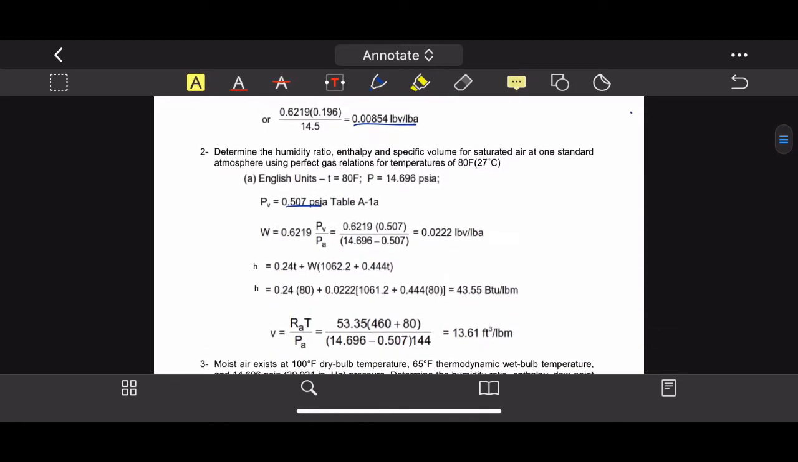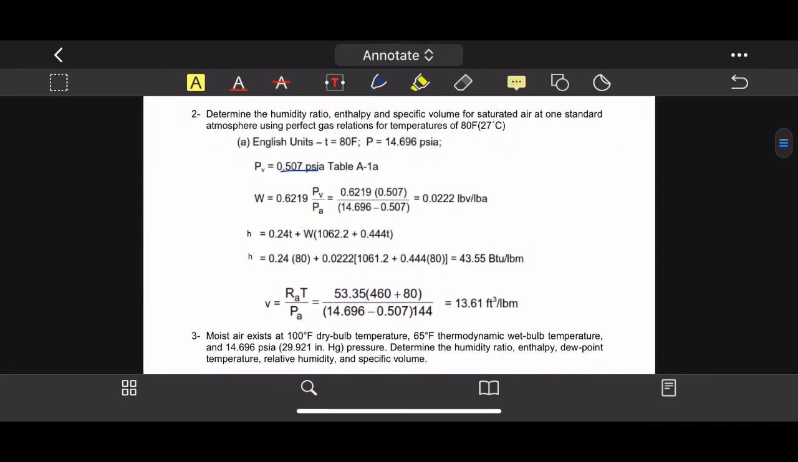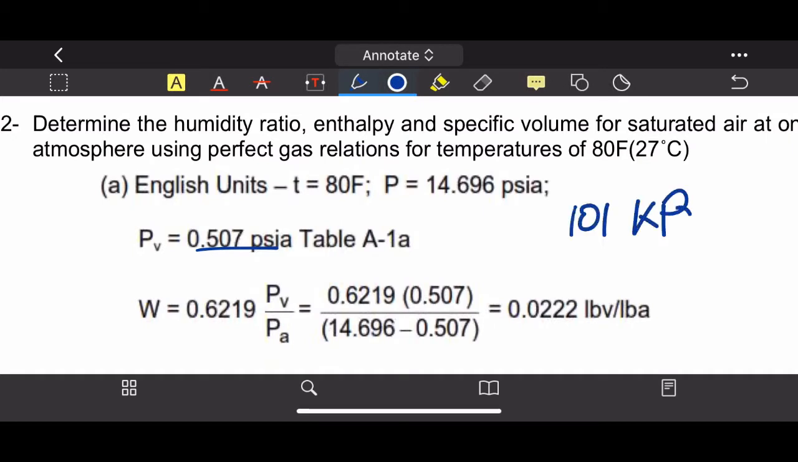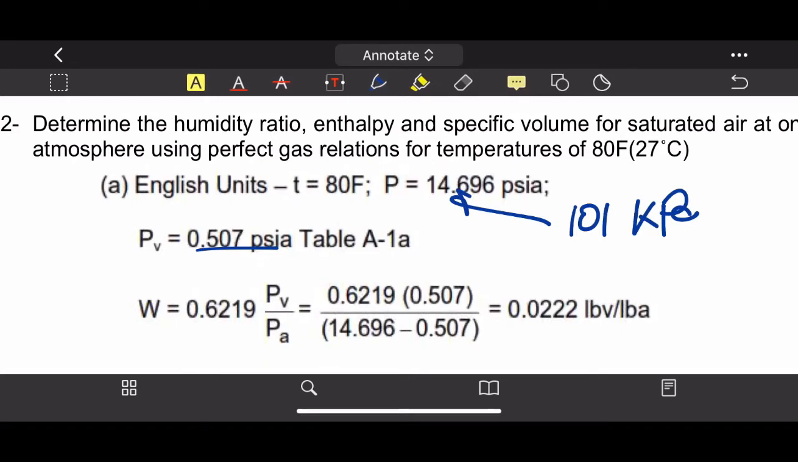Now the second question is determine the humidity ratio, enthalpy, specific volume for stratosphere air at 1 standard atmospheric pressure using perfect gas relation for temperature 80 degrees Fahrenheit or 27 degrees C. First of all, you must know what is our P total or P atmospheric pressure. For SI unit, it is 101 kilopascal, more or less. However, in English unit, it is 14.696 psi.